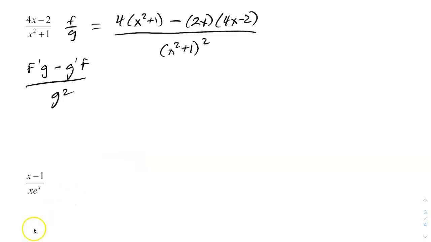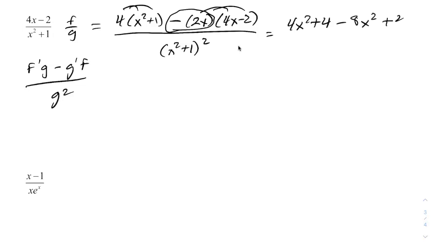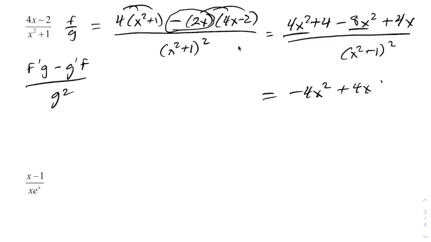From here we could simplify the top. If it's free response, feel free to leave it. Multiple choice, you do gotta match it, so we'll pretend it's multiple choice. I cannot stress enough, again, that negative goes with the 2x. So I would get 4x squared plus 4 minus 8x squared plus 4x, all over x squared plus 1 squared. Add like terms. Those are like terms. Negative 4x squared plus 4x plus 4, all over x squared plus 1 squared.